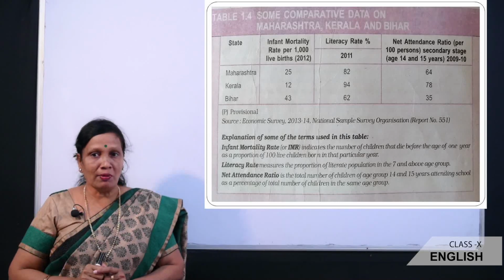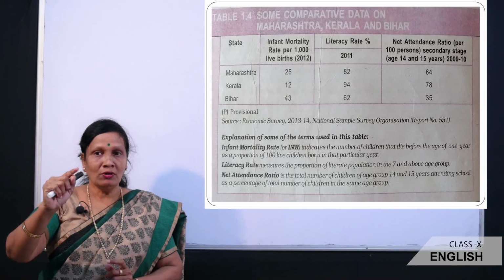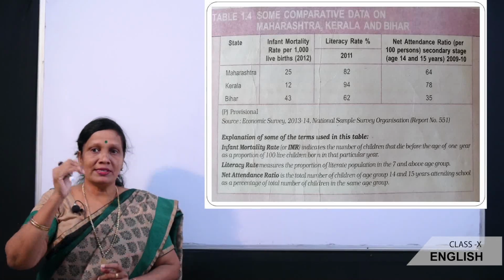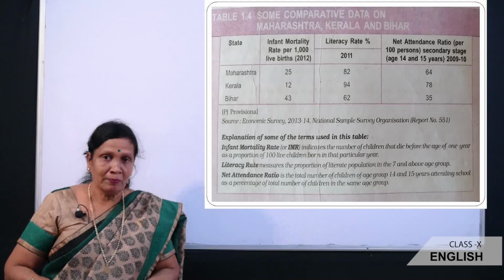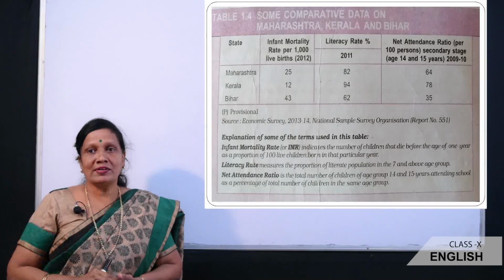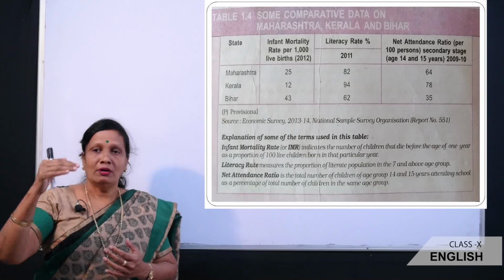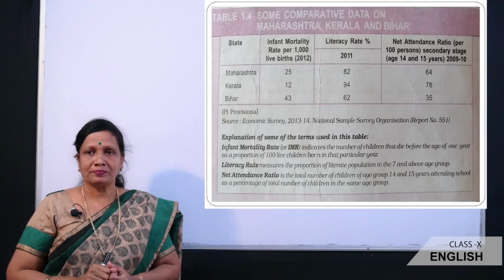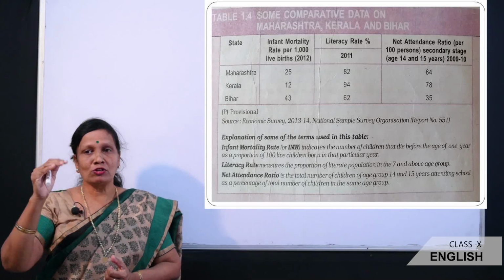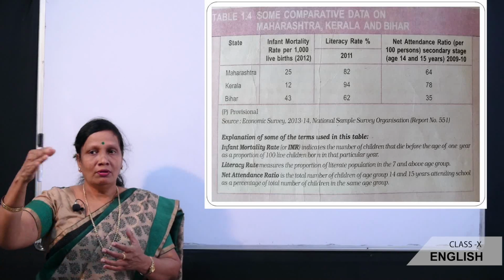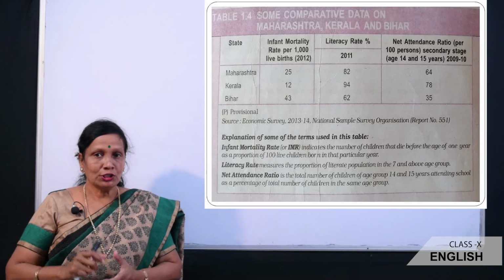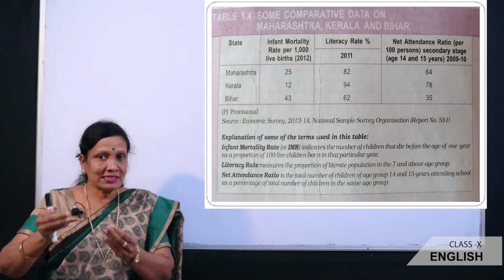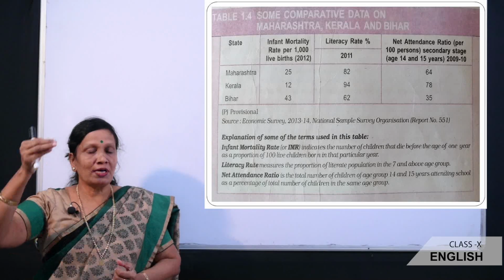In the same way, if you look at Maharashtra, the infant mortality rate is a little bit higher than Kerala, that is 25, or you can say double the number. And then the literacy rate is also a little bit higher than, you can say, Bihar. Then you look at the attendance, it is also higher than Bihar. So the highest literacy rate is in Kerala, the lowest infant mortality rate is in Kerala, and also the attendance ratio is more.